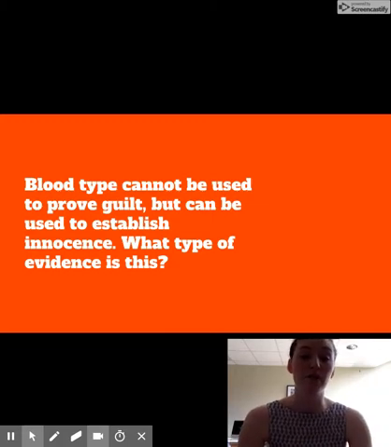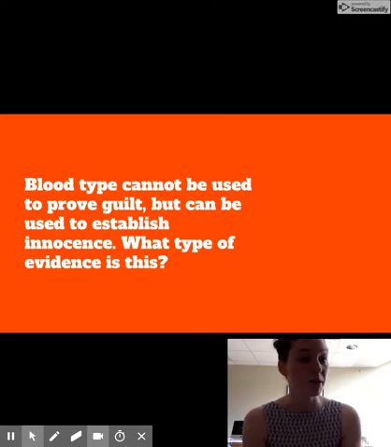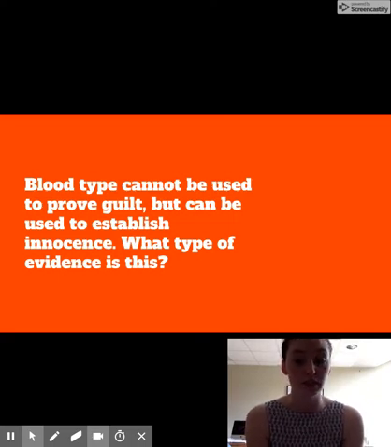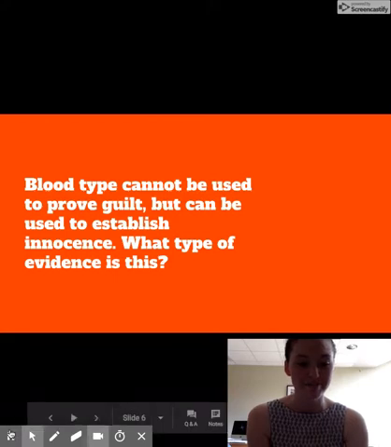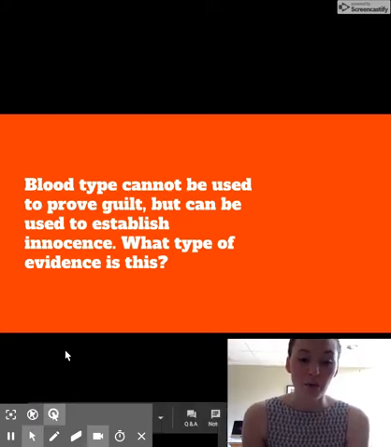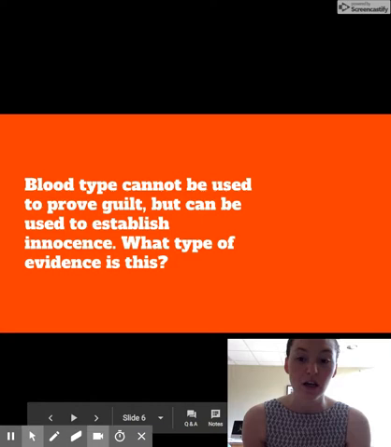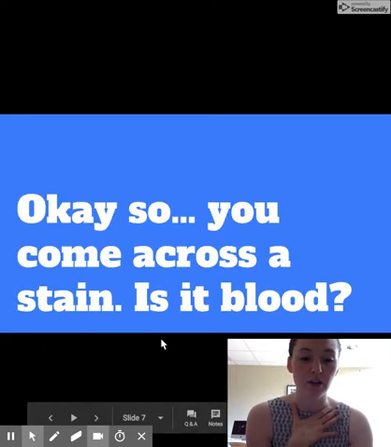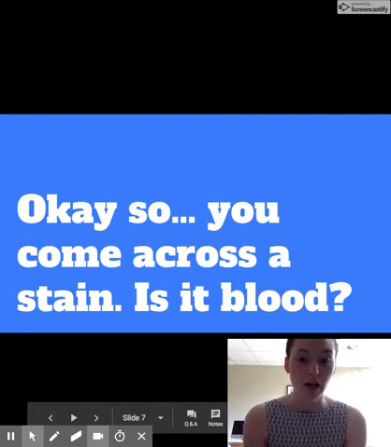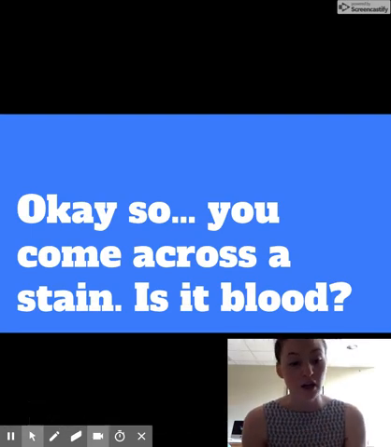So this is a type of class evidence, right? You can use it to narrow down suspects, but it cannot be used to prove guilt. Okay? So when we do find blood at a crime scene, here's another one. When we do find a stain of blood, or what we think is blood, we need to test it.